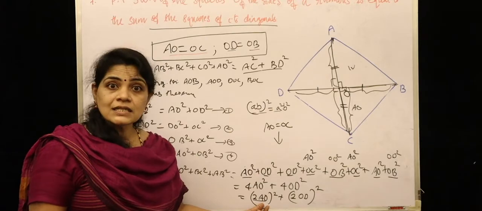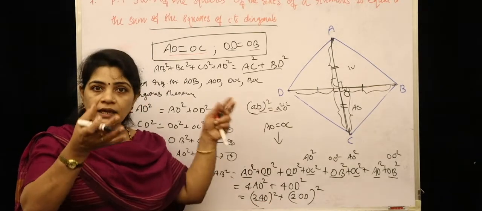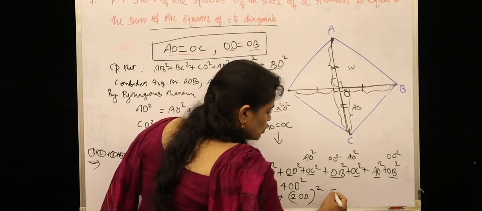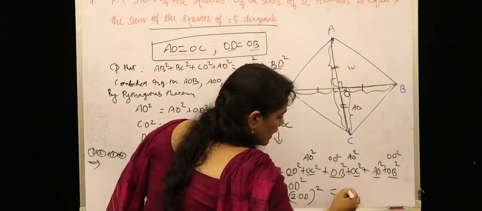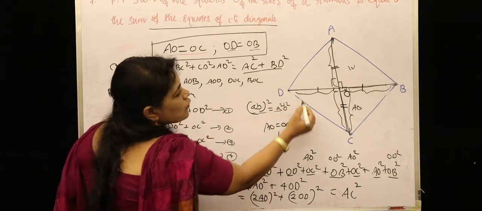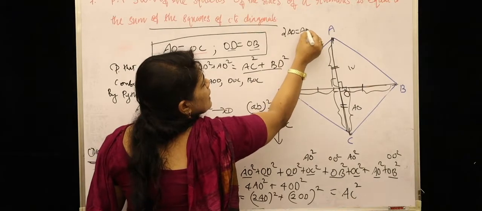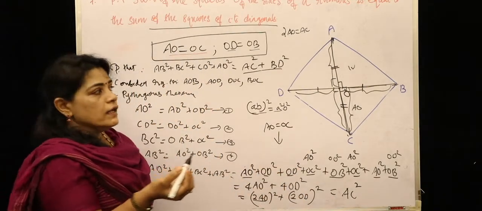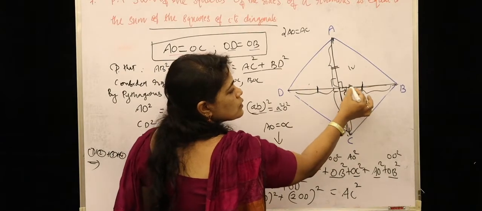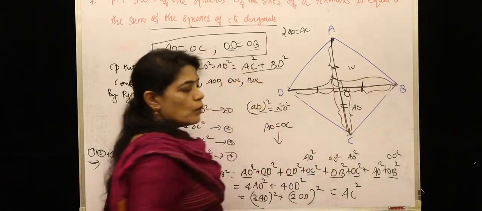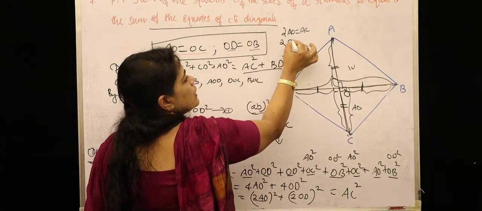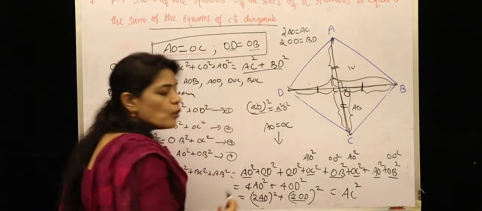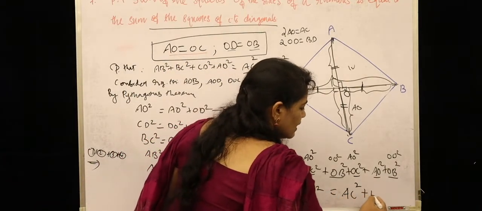So in the next step, these 2 AO together will make the first diagonal, that is AC. So you will be getting this equal to 2 AO is AC, whole square. In place of 2 AO, from the figure, 2 AO equals AC, this whole line segment. At the same time here, 2 OD. See, this OD equals OB. So this is equal to 2 times OD, that is DB. 2 OD equals BD. That means here in place of 2 OD you can write BD, the second diagonal, BD square.